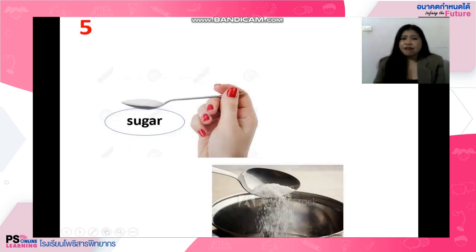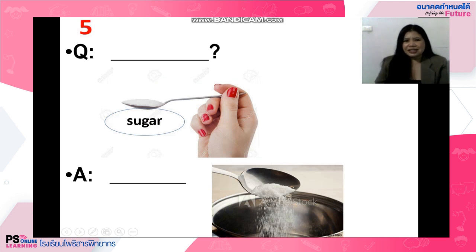Next, number 5. Question and answer again. That is sugar. This is sugar, and then look at the action. What is that? What is the question? And what is the answer? Think carefully. Look at your copy of the vocabulary words. That's for number 5.